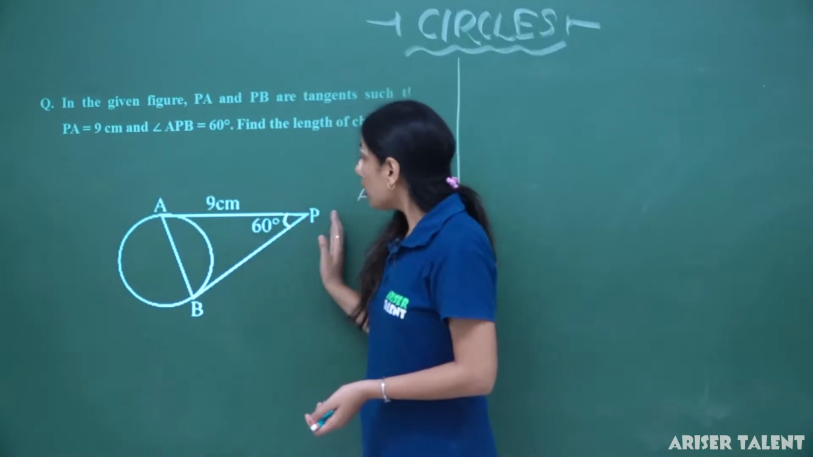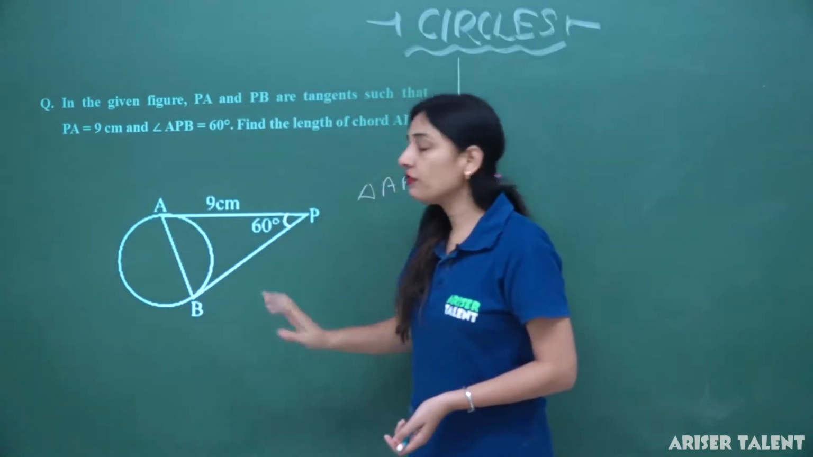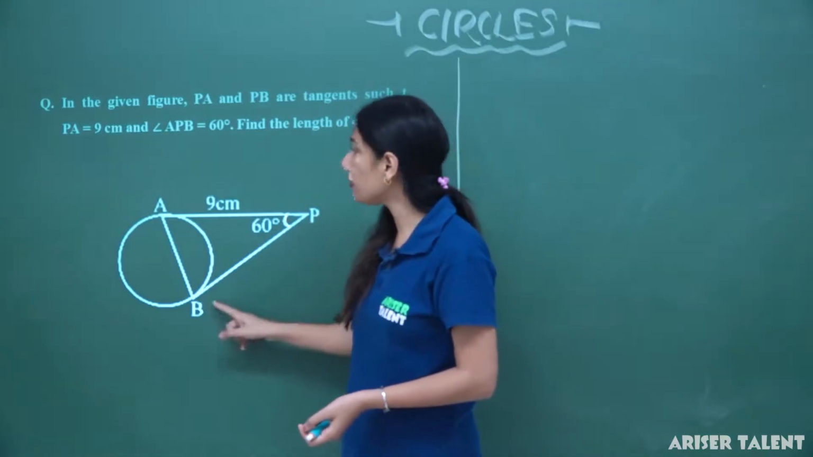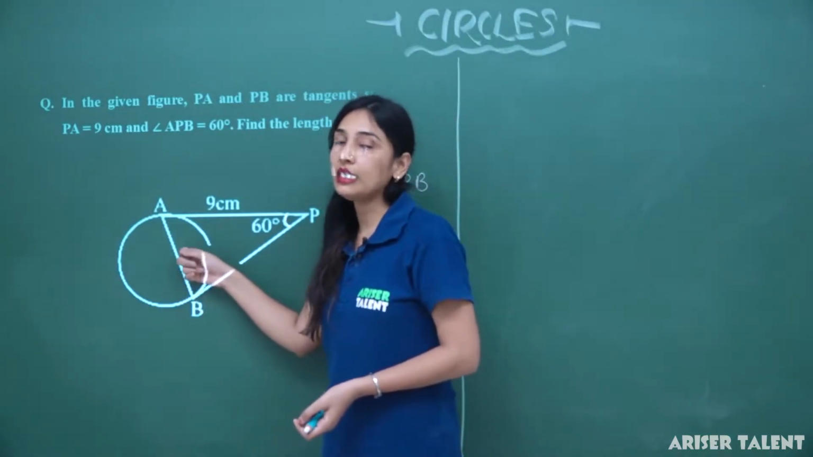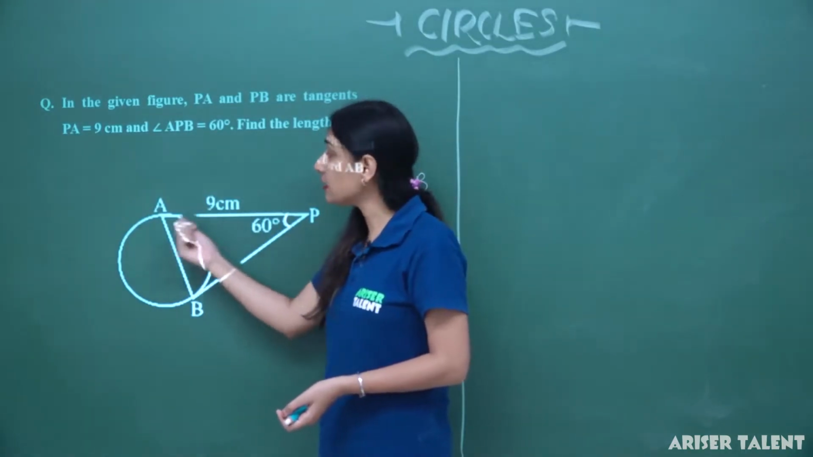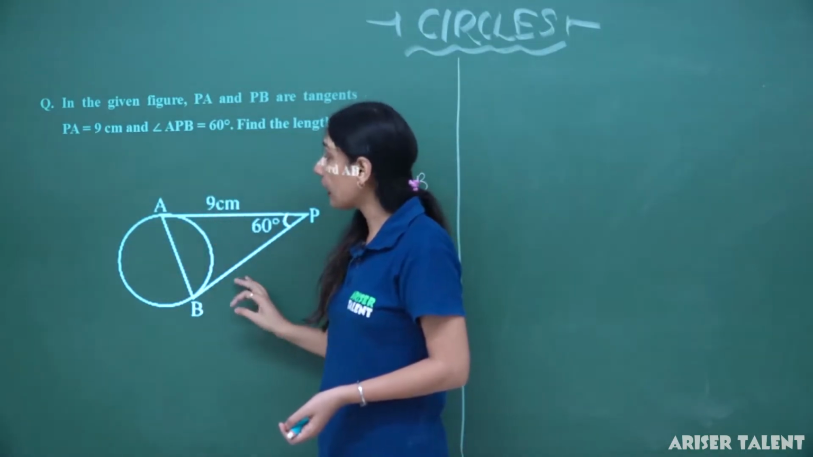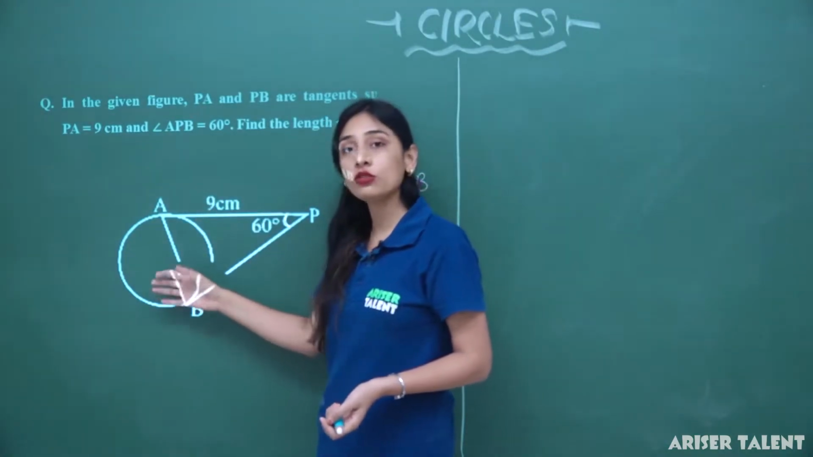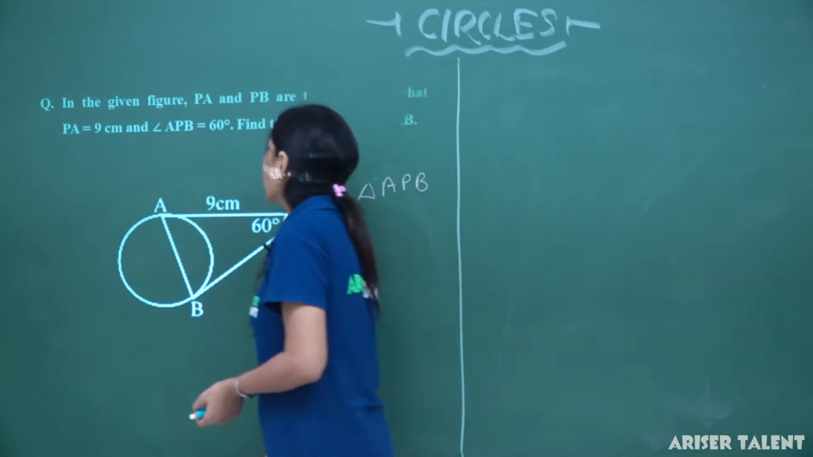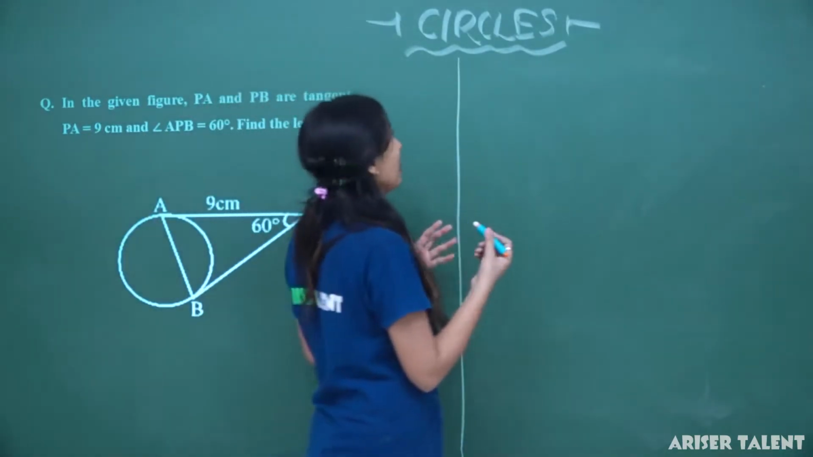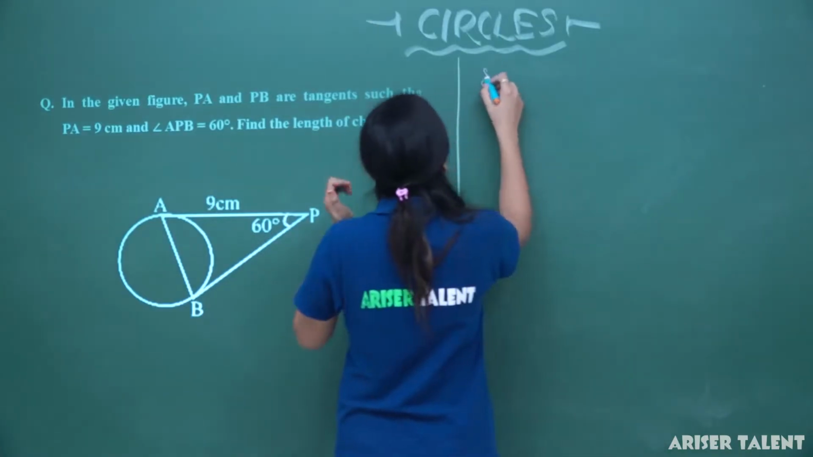Now if they are tangents, will this angle be equal? So angle PAB equals angle PBA. From there you can easily calculate the angle. Somehow here you will find that this is an equilateral triangle, so the sides will be equal. So this is 9, this will be 9, and this will also be 9. So I am going to tell you with the property the second method of this question. Okay, so the solution part.